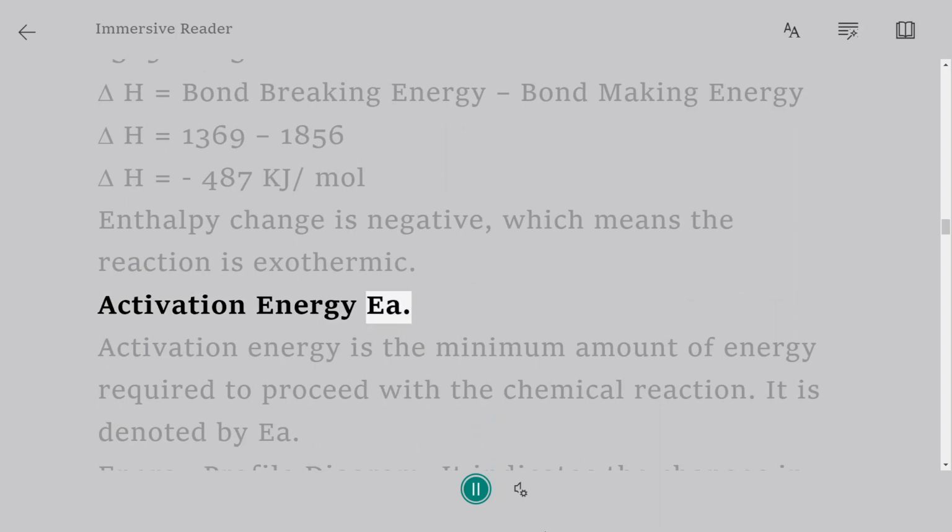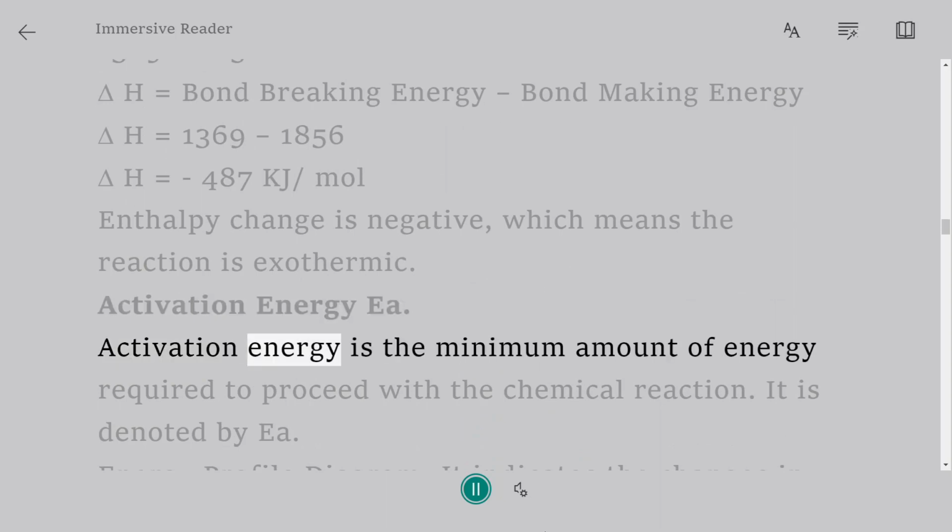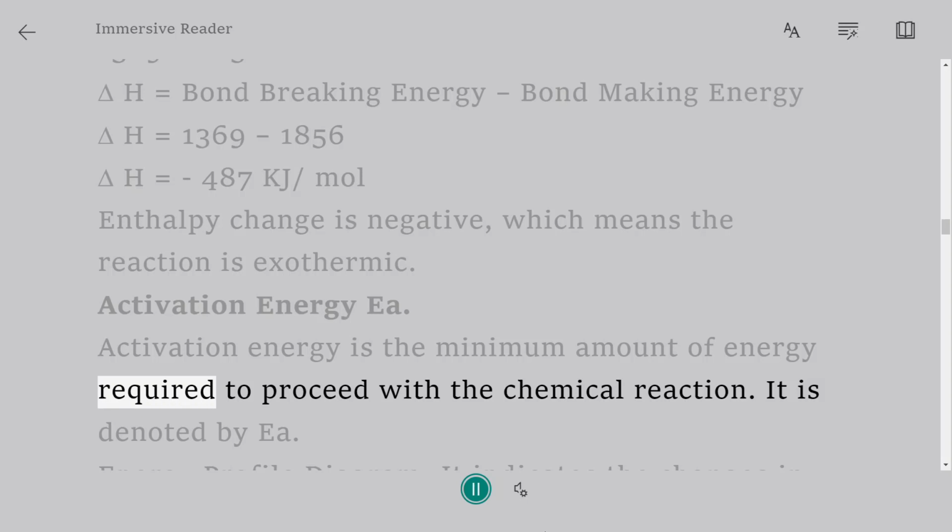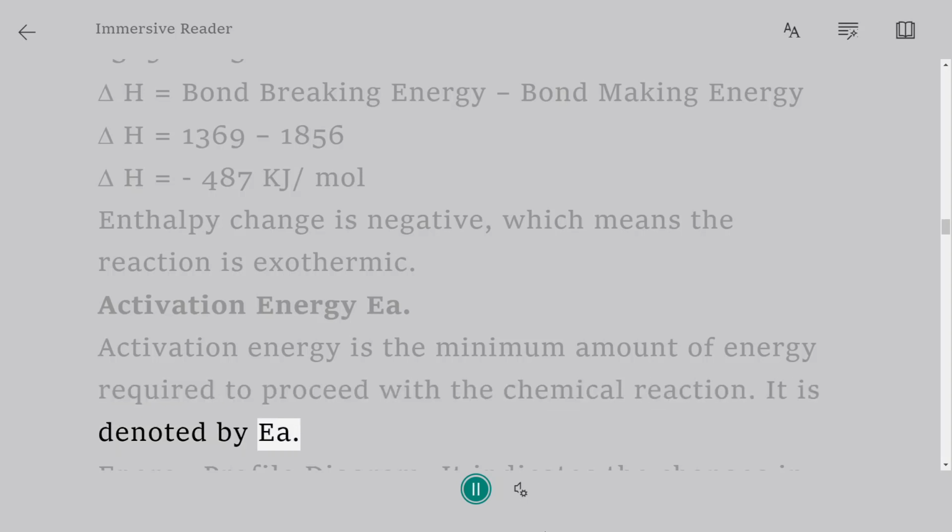Activation energy, EA. Activation energy is the minimum amount of energy required to proceed with the chemical reaction. It is denoted by EA.